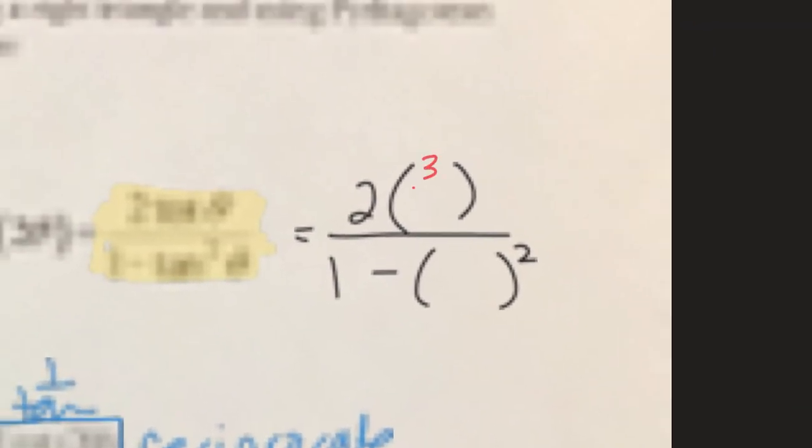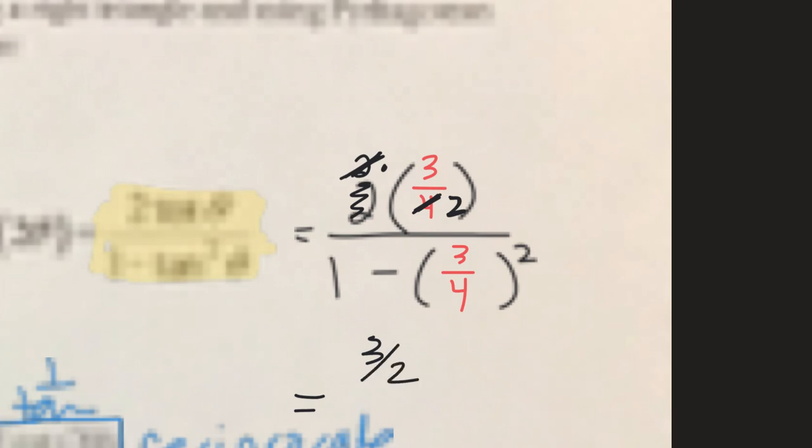2 times 3/4 over 1 minus 3/4 squared. Okay, like I said, lots of fractional things going on with the tangent. So let's divide, right? This is 2 times 3. So let's divide the 2 and the 4 so we can reduce real quick. Okay, 2 divided by 4 is 1/2, so we're going to have a denominator of 2. So our numerator is going to be 3/2.